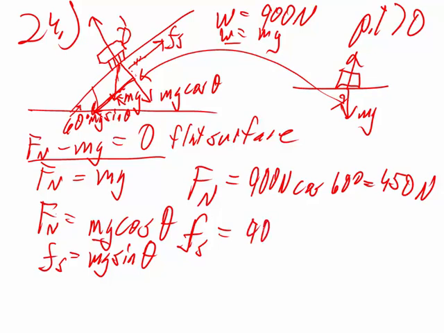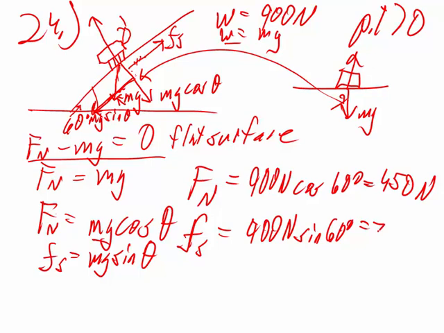Well, that's going to be 900 newtons times sine of 60 degrees. And what does that come out to be? Well, we got 900 times sine of 60, and we get 779.4. You could actually probably round it up to 780.